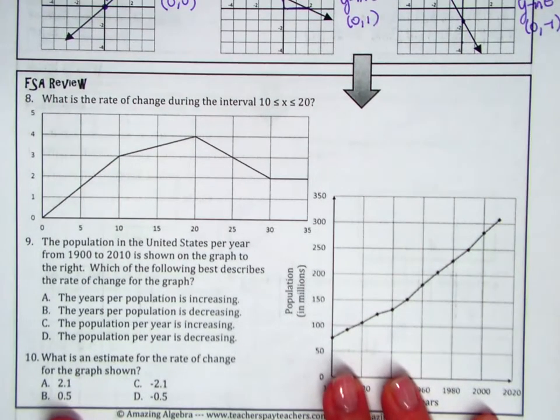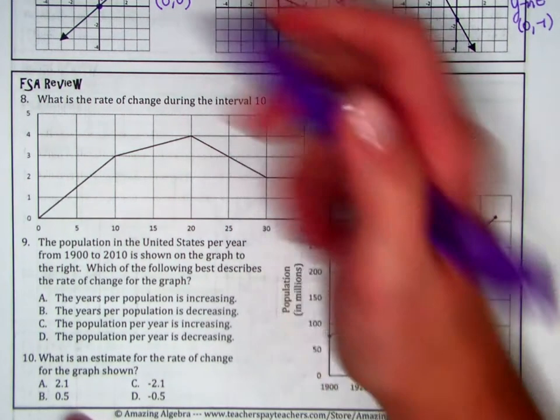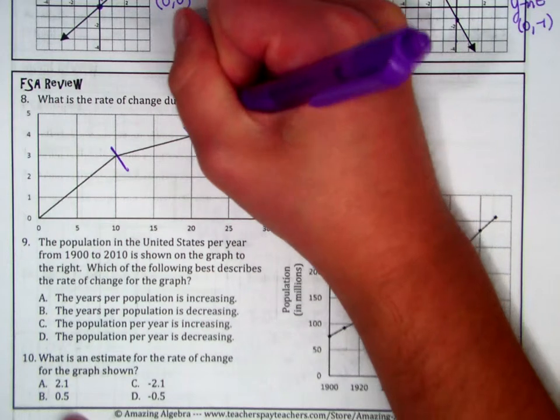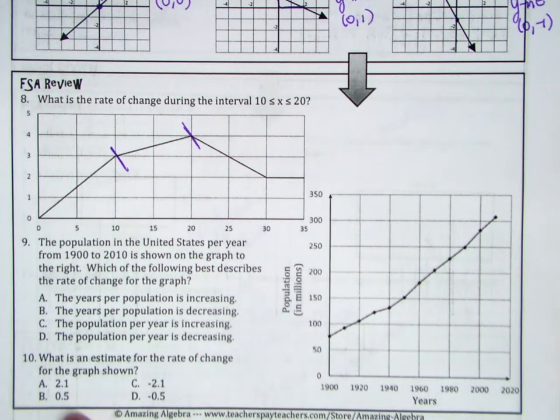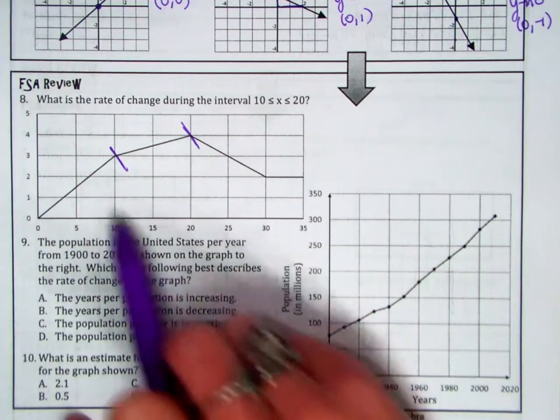Alright, so really quickly looking at the problems below. It says the interval from 10 to 20. So keep in mind you're only looking from here to here. So what is the slope? From this point to this point. And watch your scale at the bottom.